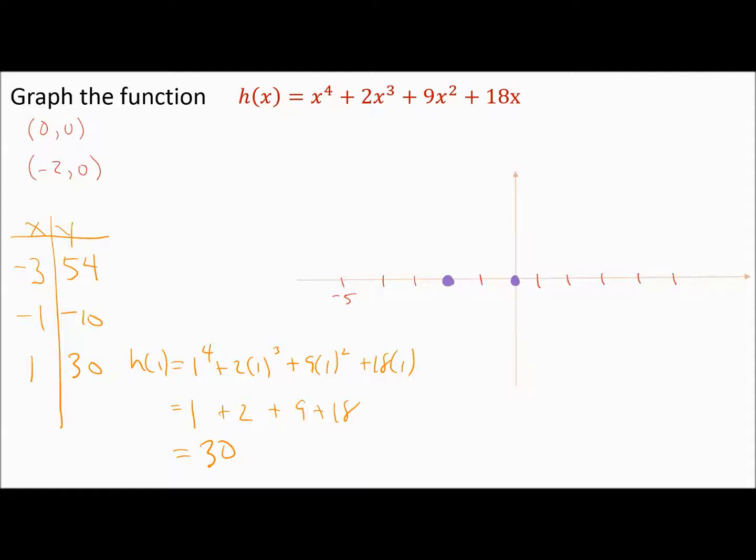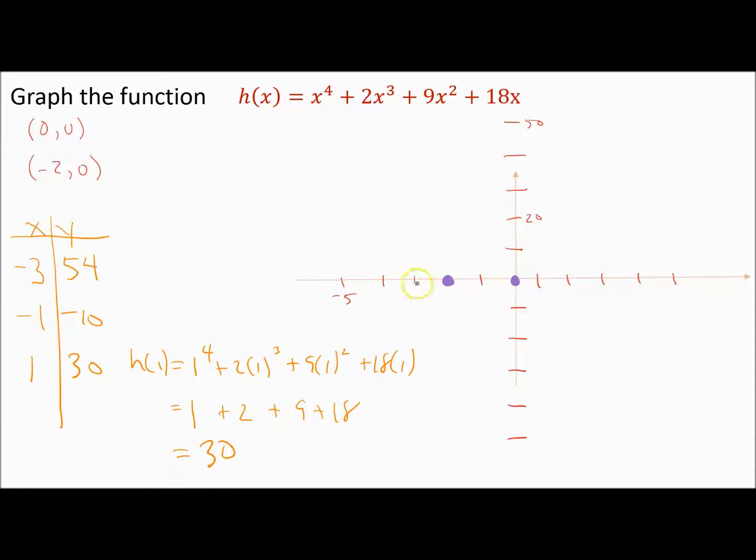All right, so -3, 54. So again, I forgot, I've got to put a scale on here. So if we want to go up to 54, let's say this is 10, 20, 30, 40, and there's 50 right up there, which means we've got -10, -20, -30, -40, -50. So let's plot these points.